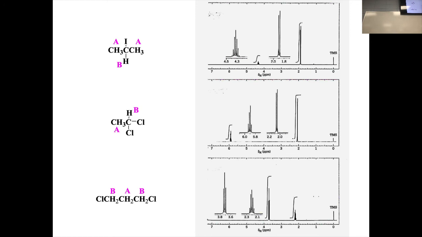Three. So it appears as a quartet. It's going to be far downfield. This CH3 is going to be further upfield, right? Around 2. And it has how many neighbors? One. So it's a doublet. And you see that it's roughly a 3-to-1 ratio if you were to get a ruler out and measure this.